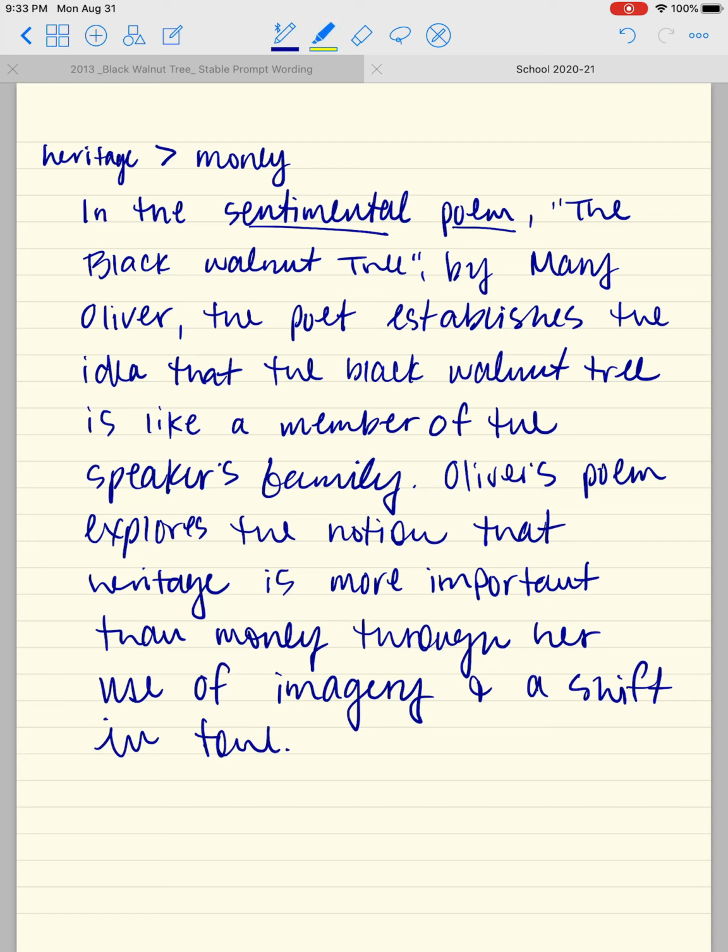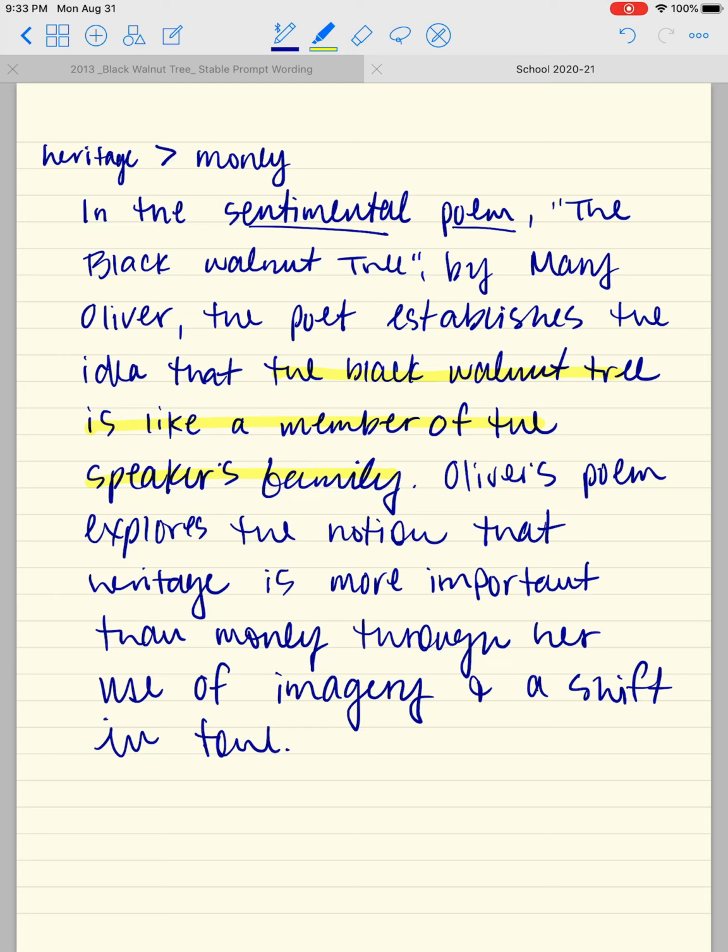So this is my introductory paragraph. It's only 2 sentences. The whole thing can count as a thesis. I don't need a super long introduction because this still answers the prompt. I cover the relationship between the tree and the speaker by stating that the black walnut tree is like a member of the speaker's family. I will elaborate on that more as I write my essay.